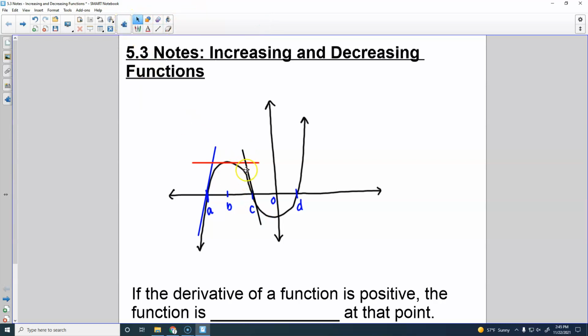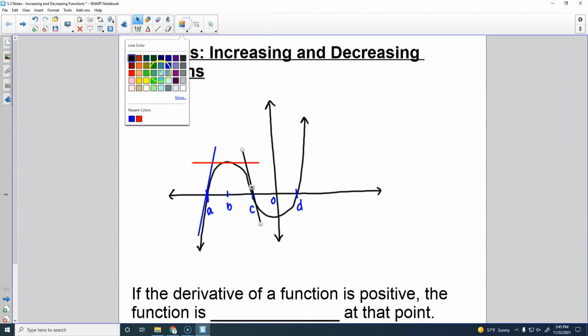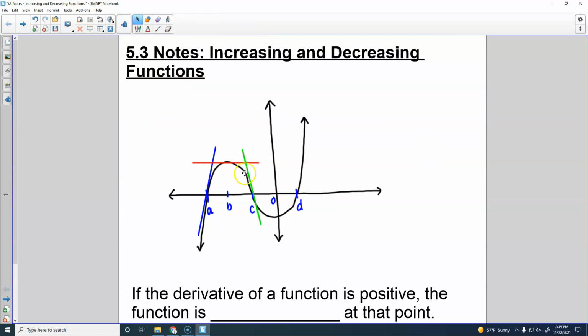All right. Over here, we have a negative slope. Our function is decreasing. All right. This is not the best graph necessarily. But it can.